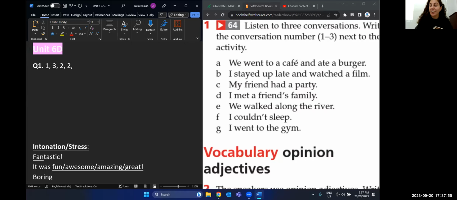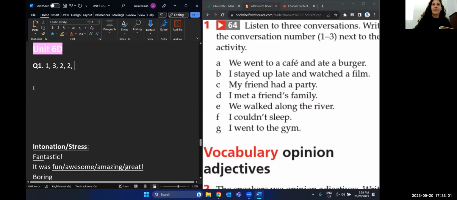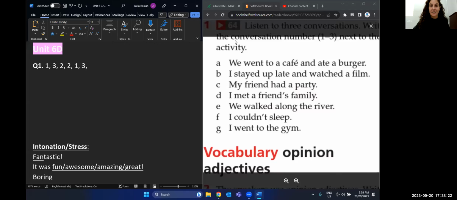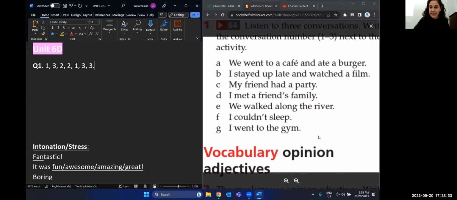And we walked along the river. So regular verb with the ed. 1. And I couldn't sleep. So couldn't comes from the verb can, and it's in the past. So I couldn't sleep. Who said that? The third conversation. And I went to the gym. Went comes from the verb go in the past, and 3 as well. Good. So that was 3 conversations. They were talking about what they did.